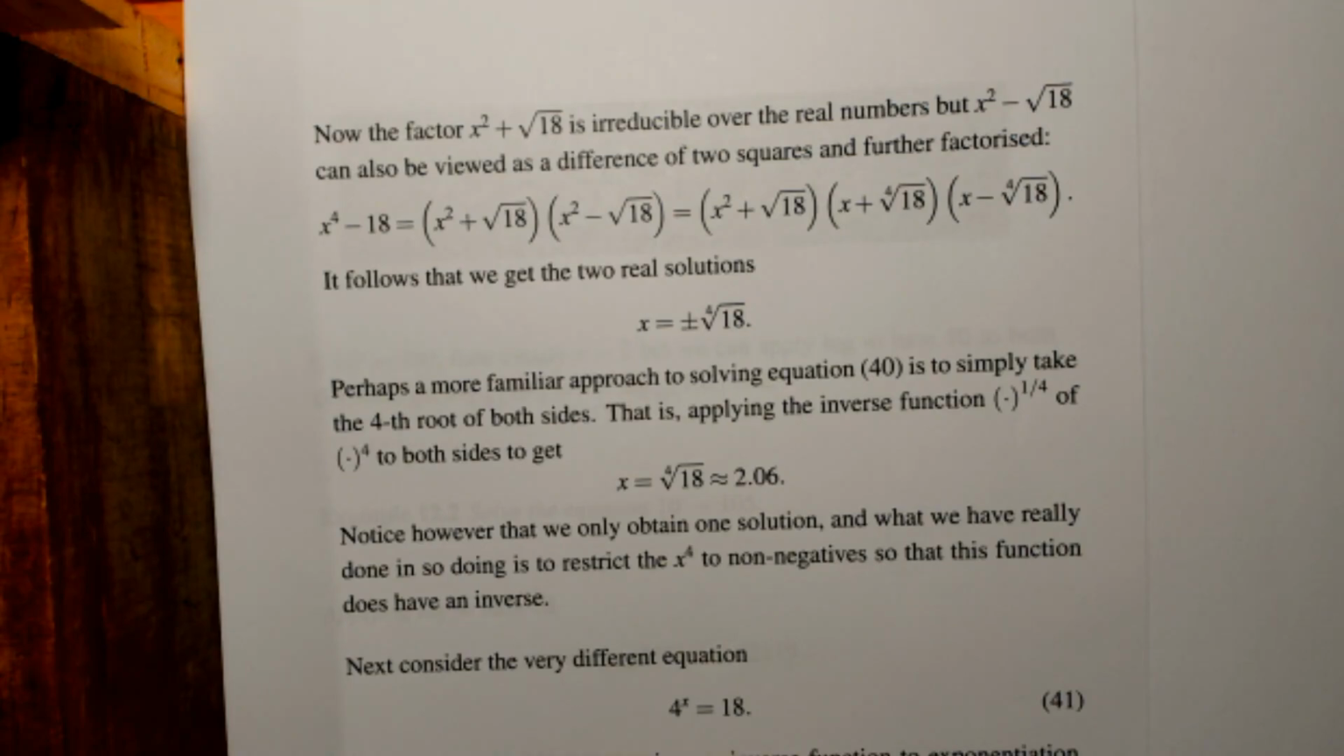Okay, so possibly a more familiar approach would be just to take the fourth root of both sides. So if you did that, you would immediately get x is the fourth root of 18, which is approximately 2.06. And you can just plug into the calculator to do that, but you only get one answer, right? So you have to use your brain to think about what the other possible answers are.